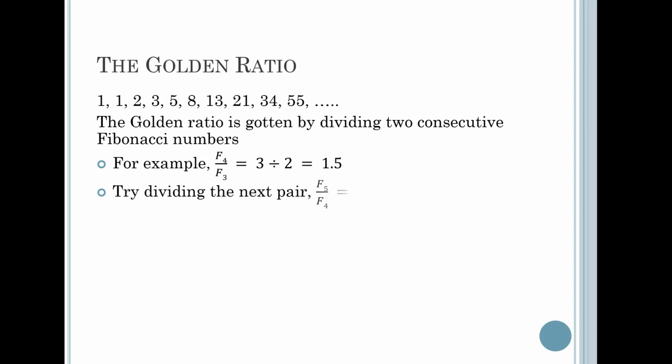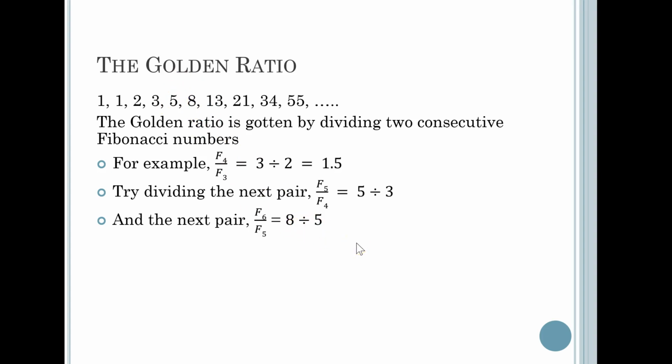Now try dividing the next pair, and I want you to do this with me, so you can pause the video for a second, find your phone or your calculator and try this one. F5 divided by F4 is 5 divided by 3. See what you get on your calculator. And then try the next pair, F6 divided by F5, which is 8 divided by 5, right? Because 1, 2, 3, 4, 5, 6. The 6th one is 8. And then the 5th one is 5. 8 divided by 5. See what you get.